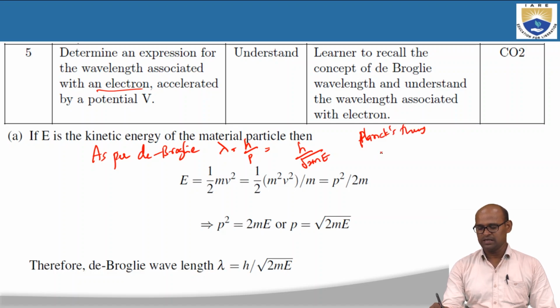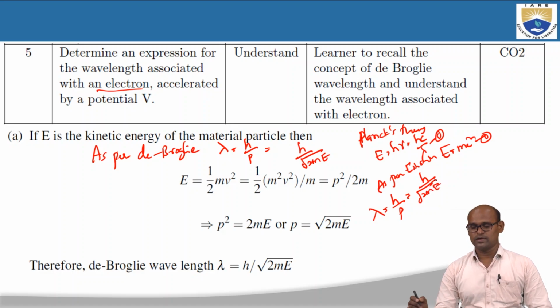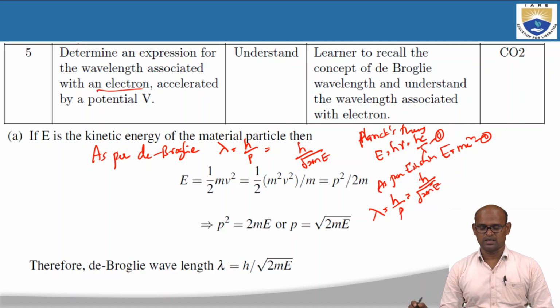As per Planck's theory, energy of a particle is h nu, which is hc by lambda, equation 1. And as per Einstein, we know that energy of a particle is mc square. So equating these two, we will get lambda is equal to h by p. And I can write this momentum in terms of kinetic energy, which is lambda is equal to h by square root 2mE, where E is kinetic energy.